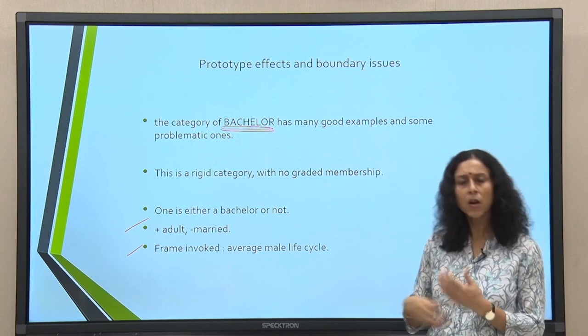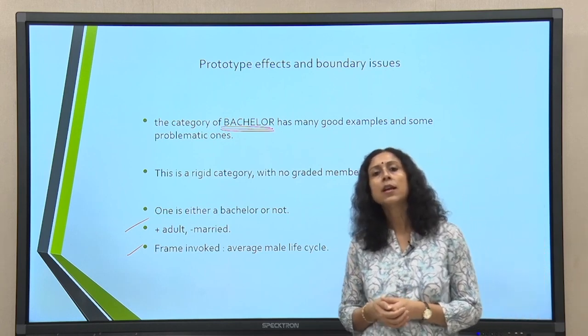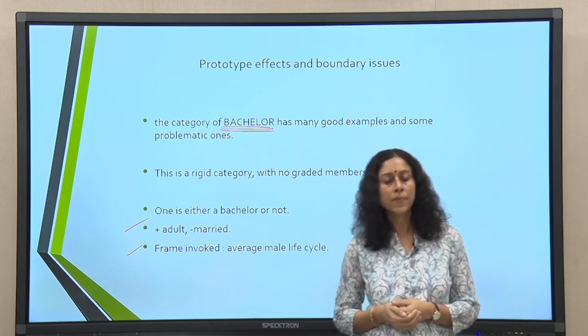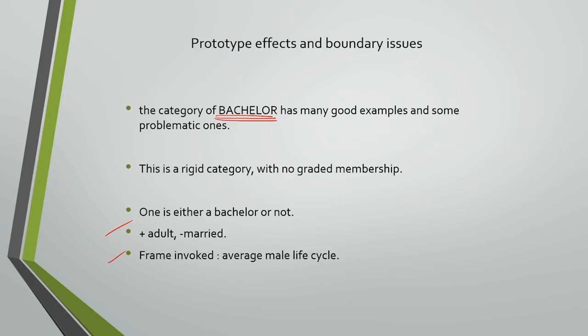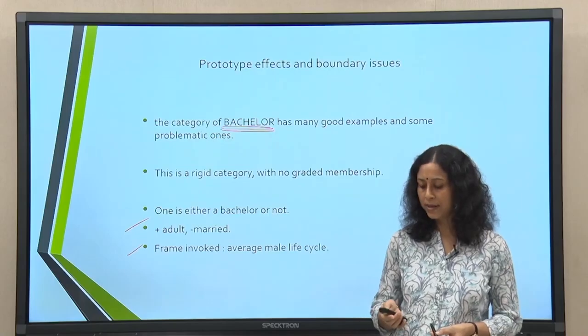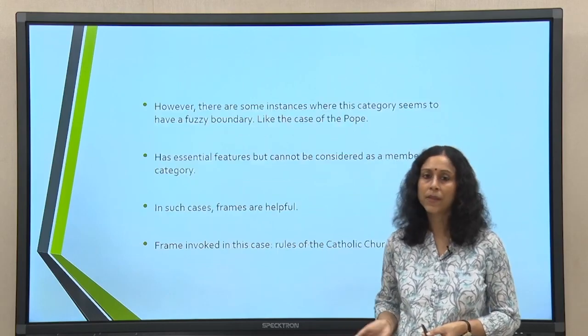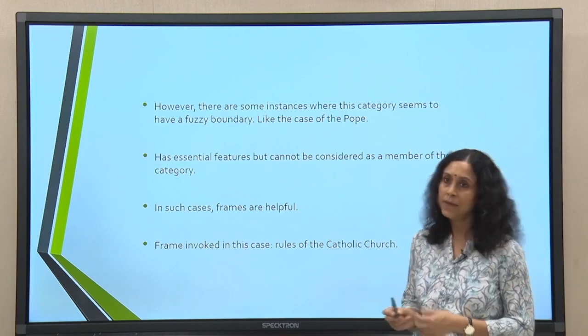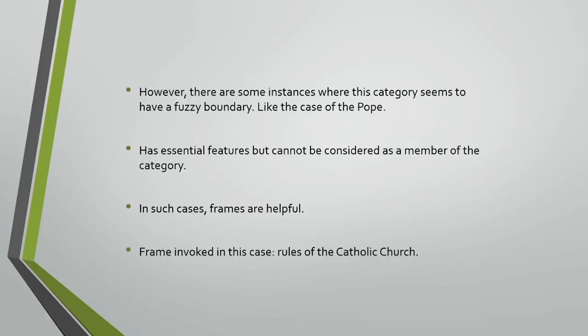So, all humans typically go through a simple life cycle of birth, marriage, old age and death and so on. So, within that particular average male life cycle, the understanding of bachelor is uncomplicated. It is very simple and straightforward. However, even a case like this appears to be problematic. If you think of certain members who should be members of this category, however, they are not. So, the case of the Pope, it will almost be blasphemous to call the Pope a bachelor.